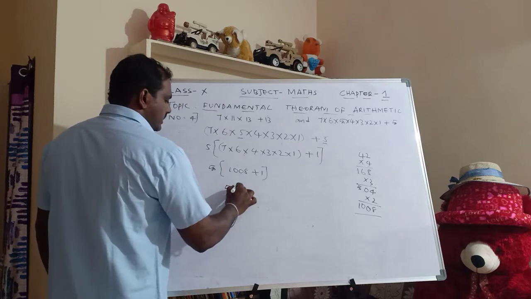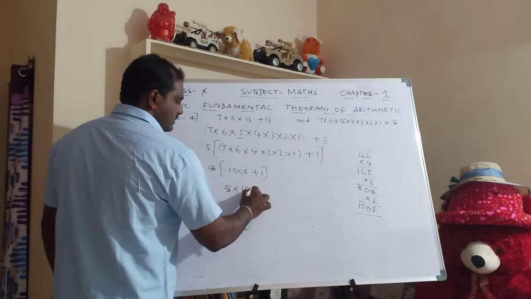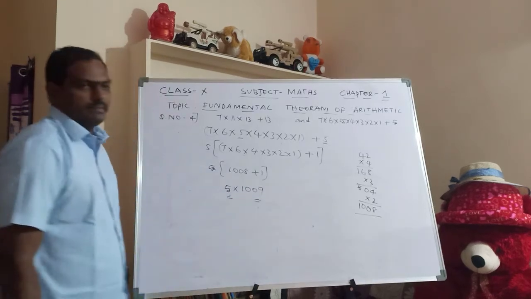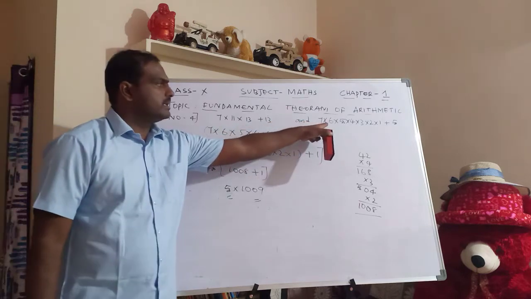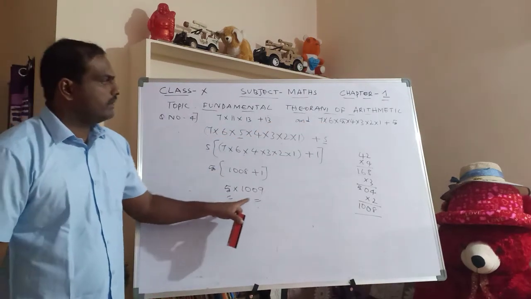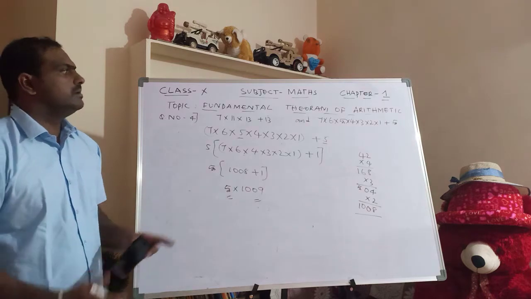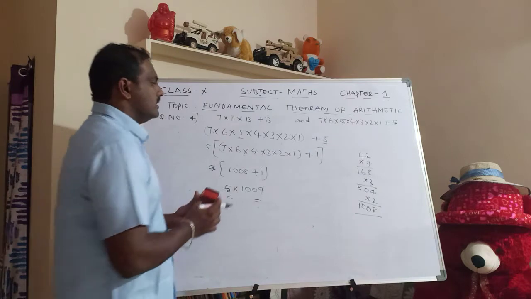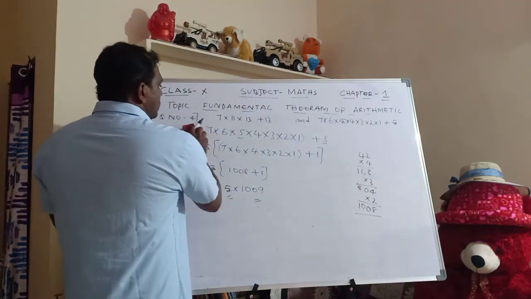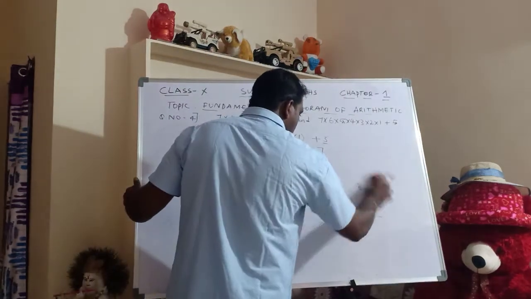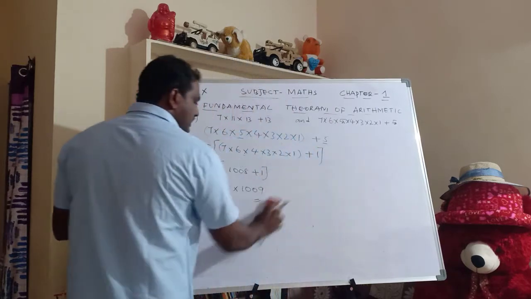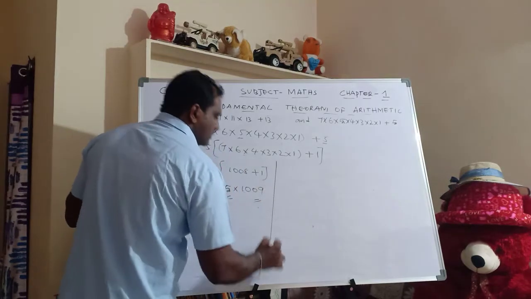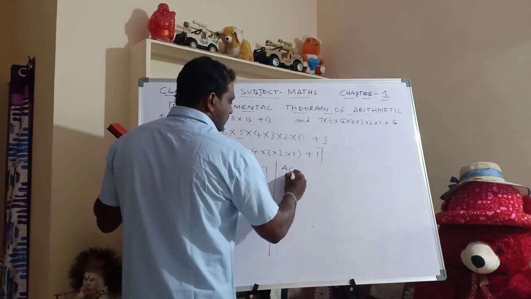Now 5 into (1008 plus 1) is 5 into 1009. You know, 5 is a prime number and 1009 is also a prime number. So this number is written as a product of prime numbers. So our given number is a composite number. Okay, that is the conclusion we have to write. For some of the students who are unable to write properly, I am writing the conclusion for this sum. You have to write the same conclusion for the above sum also. What is the conclusion?